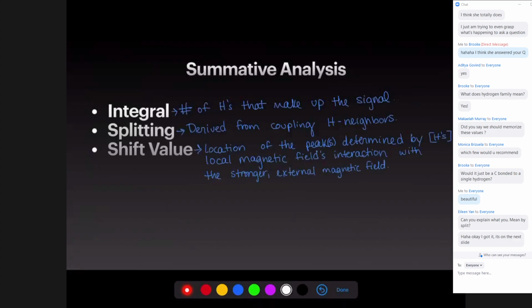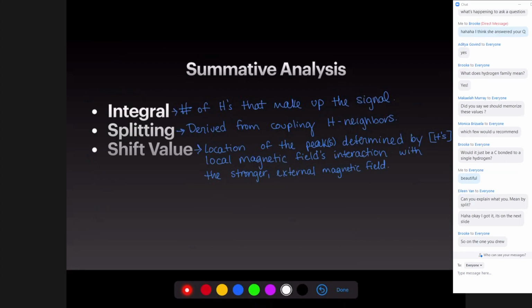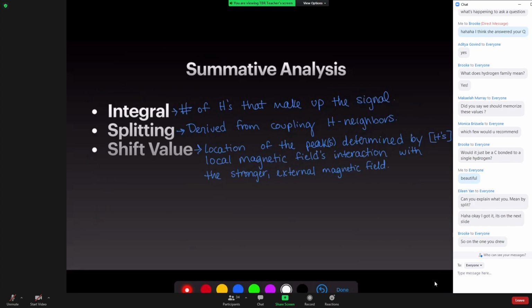Are there any questions on that? And I have more on splitting in a few seconds, so we'll keep moving through.